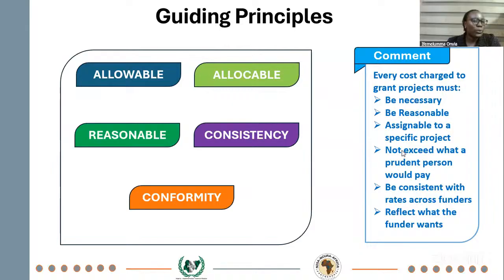So for every cost you put on a project, it must answer these questions. For every cost, you must first check, this cost I'm putting on this project, is it necessary? Is it reasonable? Can it be traced to this project? Then, am I being consistent? It's not when you are traveling today, you put 500, tomorrow, the same distance, you put 5 million. So then, am I following the rules? Conformity. Remember, for compliance sake, you have to follow the rule of the funder.